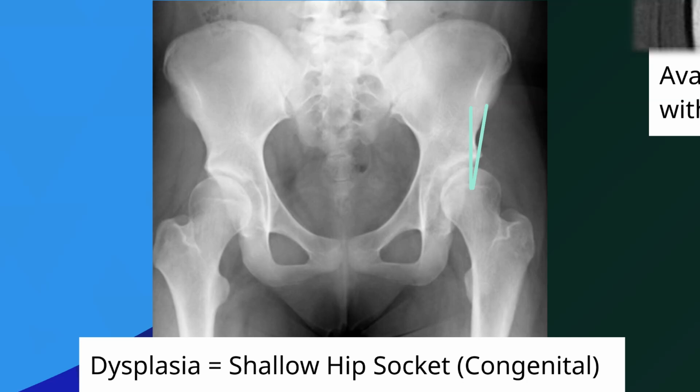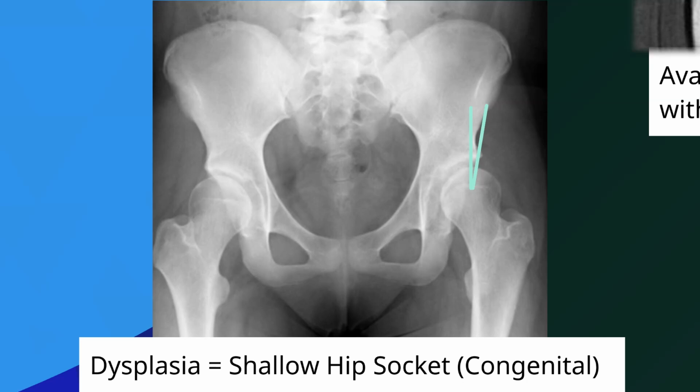This is basically a shallow hip socket, and shallow hip sockets tend to more commonly go on to be arthritic because of the way the anatomy is of the hip joint. And this is a congenital condition, so people are born with this type of hip condition. And it happens more commonly in certain people, but we see this fairly commonly as a reason for younger patients to need hip replacement.